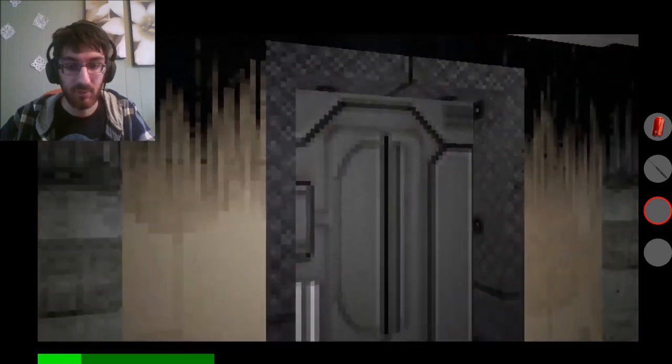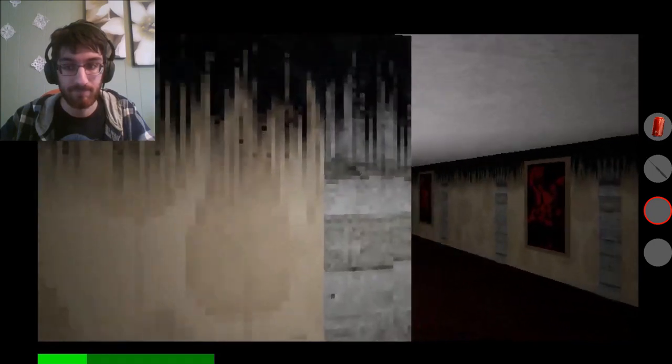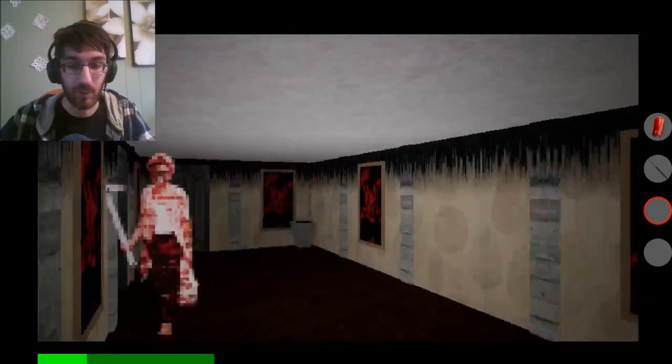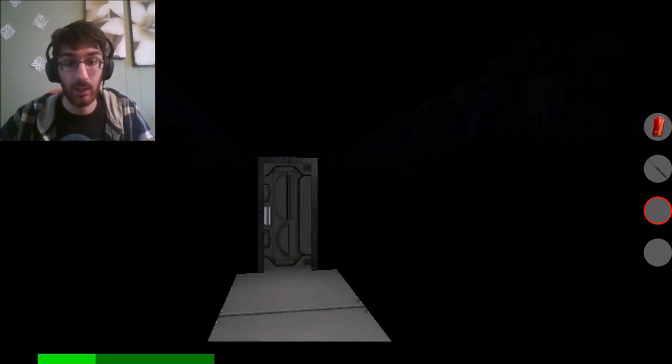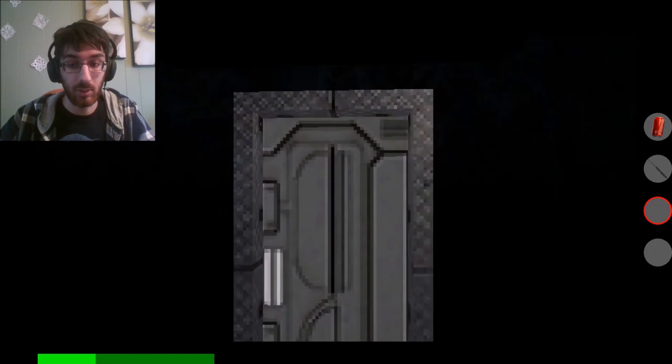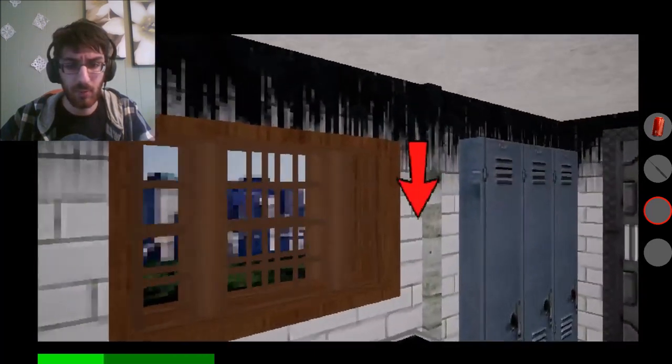Well, this isn't what I was expecting, but it's certainly something. Oh, an assembly room. We don't want this. Here's Thumpy. He's like right over here on the other side. What was that? Oh my god. Big dark corridor. Ay caramba. Back to square one again.